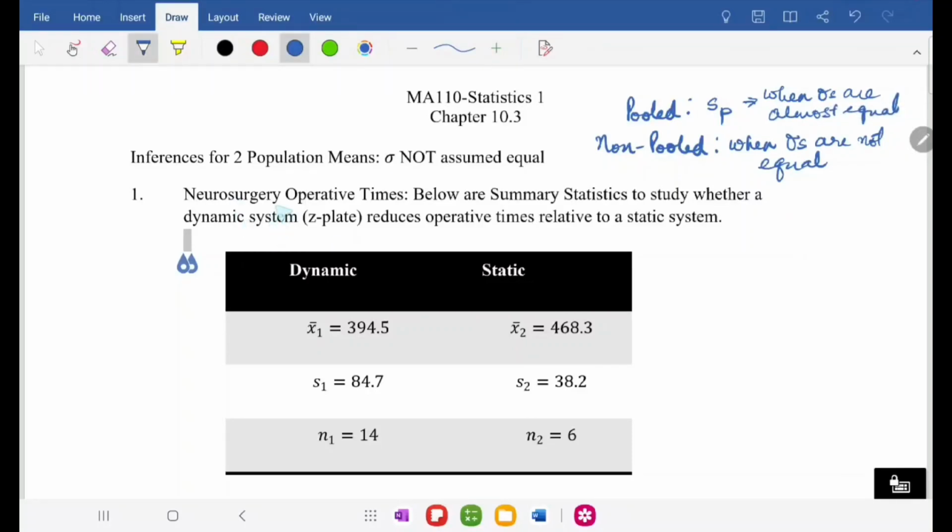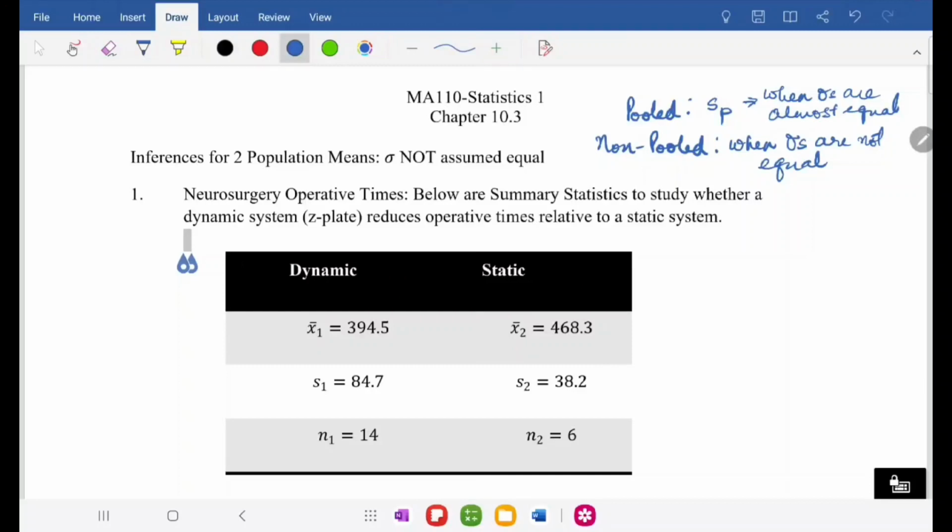So this study is on neurosurgery operative times. We had introduced this problem in the lecture slides. Again, I'm assuming that you are watching the lecture slides first before coming to these worksheets, because those lecture slides explain concepts behind all these different kinds of tests, why we use them. They also explain the formulas and so on. So please view the lecture slides first before coming to this.